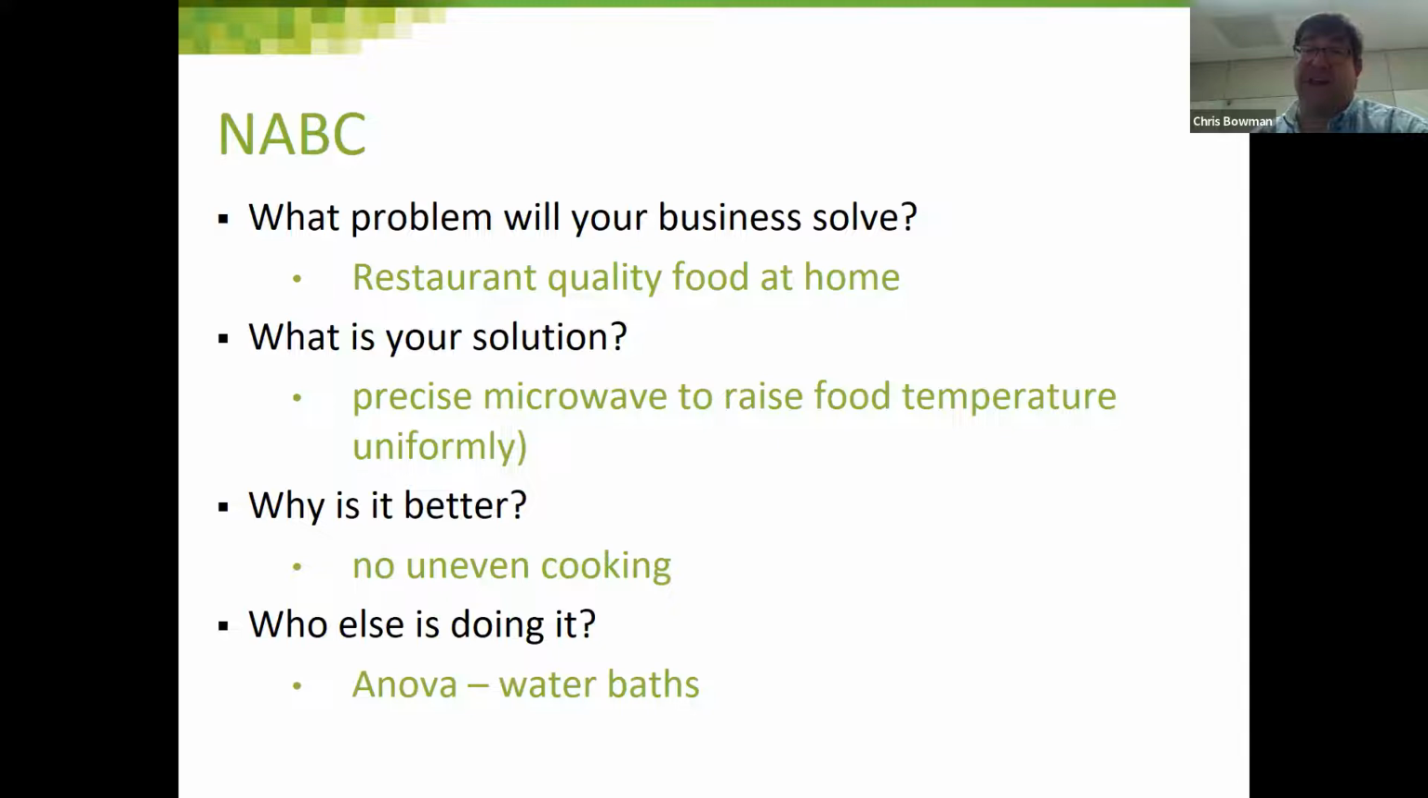But we can still slap the NABC framework around it and say, what is the need that your business is going to solve? Well, I'm going to sell a product that allows people to create restaurant quality food at home. And the solution is that I'm going to have a microwave that's very, very sensitive and very, very uniform. It's better than existing microwaves because it'll be even cooking. It's a competitor for the Sous vide style of water baths.